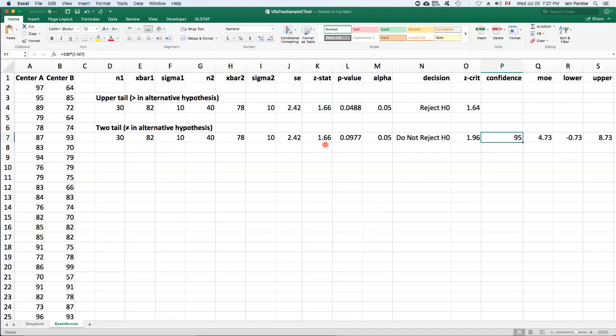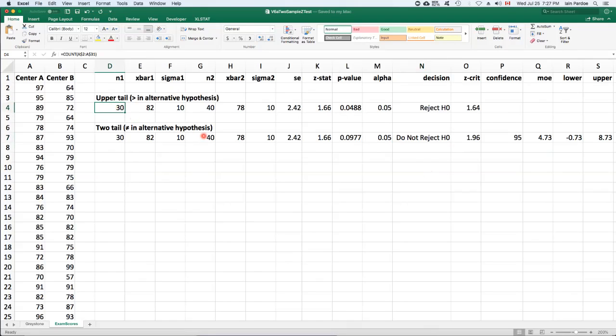The confidence interval, the 95% confidence interval in this case, margin of error is 4.73. So the difference in means is 82 minus 78, which comes to 4. 4 minus 4.73 is minus 0.73, and 4 plus 4.73 is 8.73. So we're 95% confident that the population difference in means is between minus 0.73 and 8.73. So you'll see that 0 is in that interval. That's why we couldn't rule out 0 with the hypothesis test.